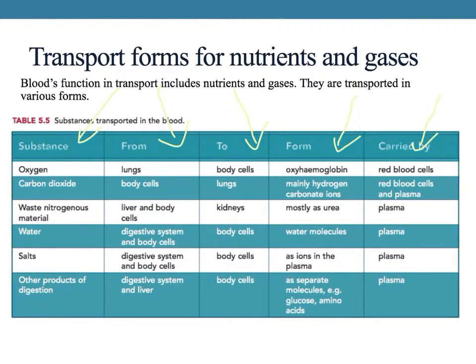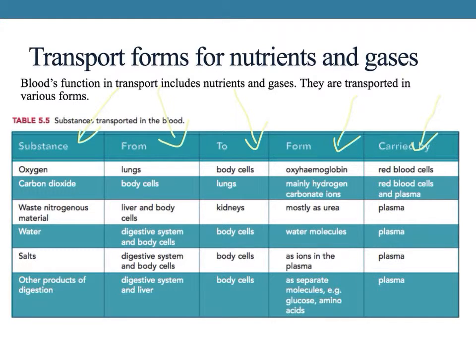Water gets taken from the digestive system, we drink water, and the body cells to body cells. We have to keep a water balance in our cells, and that's carried as water molecules, carried by the plasma. Water's kind of a simple one. Salts come from the digestive system and from body cells. They get carried to body cells, so there is some salts needed. Sodium and potassium particularly important in cell membrane function. And they're carried as ions, so dissolved ions in the plasma.